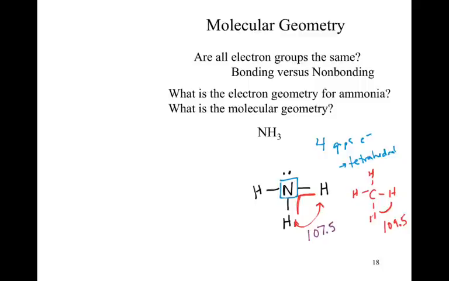Okay? Why did it change? What's the difference between methane and ammonia? Yes, nitrogen versus carbon, but as far as size goes, they're about the same. So why all of a sudden a different bond angle? Well, it comes down to the nitrogen has a non-bonding pair of electrons. That non-bonding pair of electrons is different than the bonding pair of electrons in methane. That forces a change in shape.